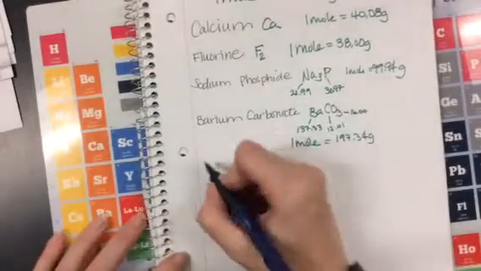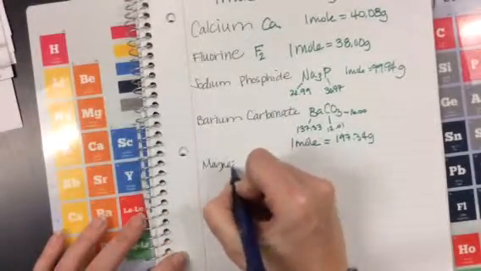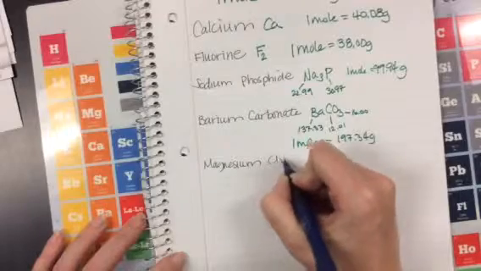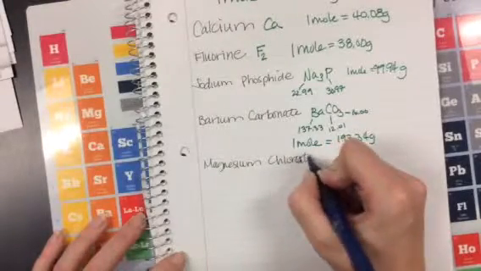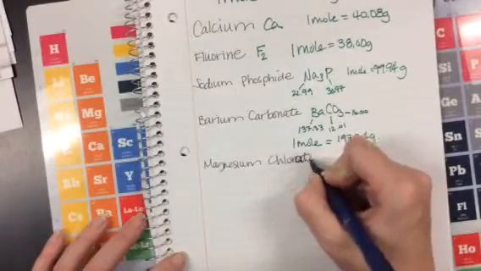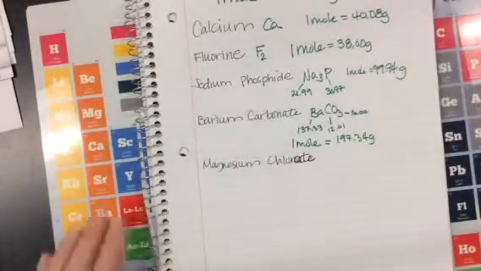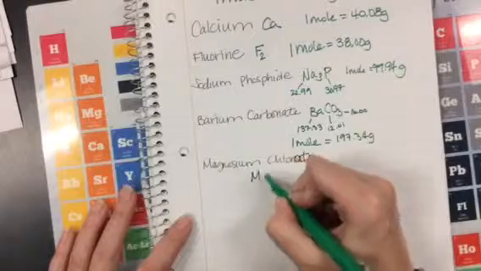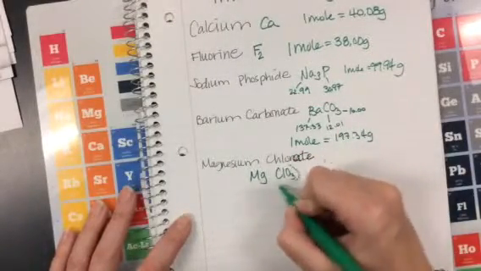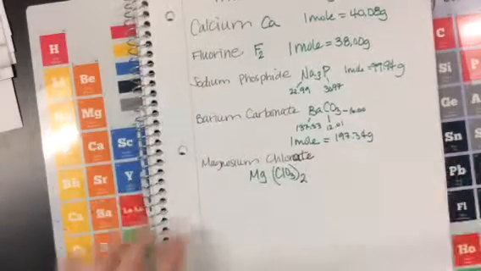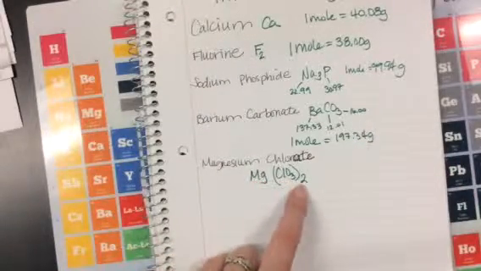I'm going to add one real quick that I didn't write down before that has parentheses in it. So how about we have magnesium chlorate. Sorry. So if we have magnesium chlorate, that one, magnesium has a +2 charge. Chlorate is ClO3 -1. So we end up with Mg(ClO3)2.